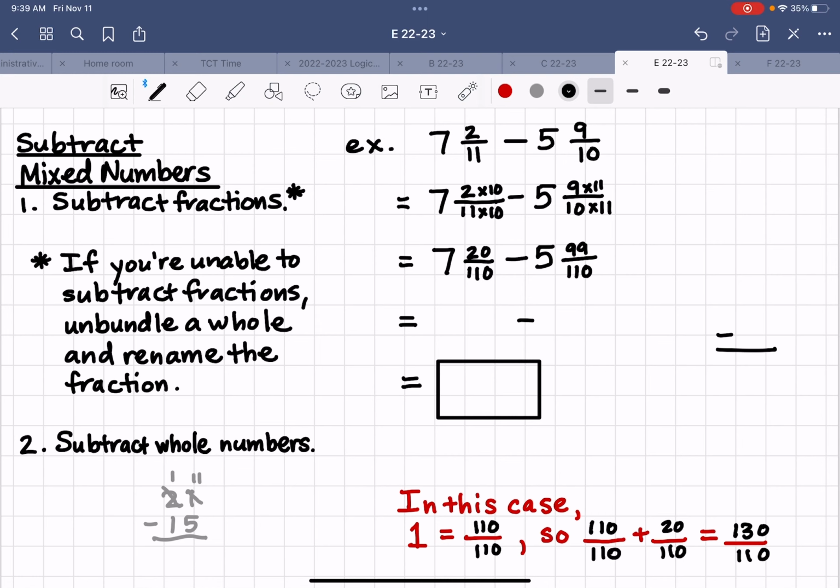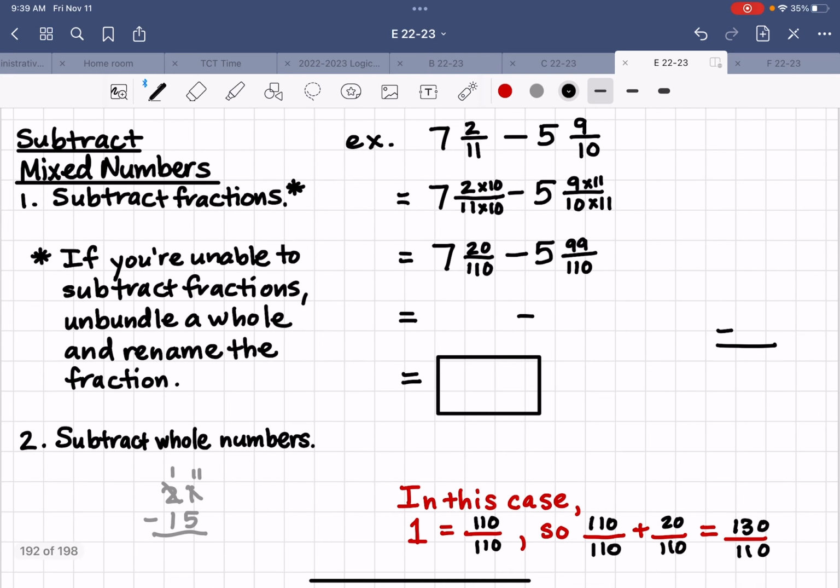Okay, so I'm going to rewrite that so I took apart one of these whole units. How many whole units do I have left over or bundled? I have 6 of them, okay? And then another name for the one that I unbundled and 20/110ths is 130/110ths. So I write that right here. Minus 5 and 99/110ths. Okay?